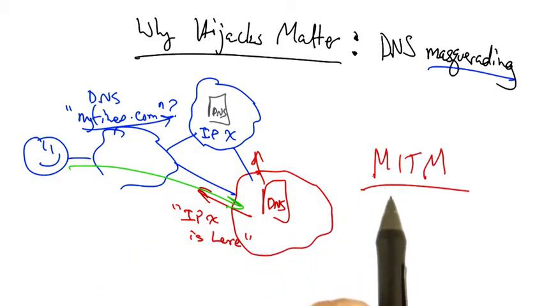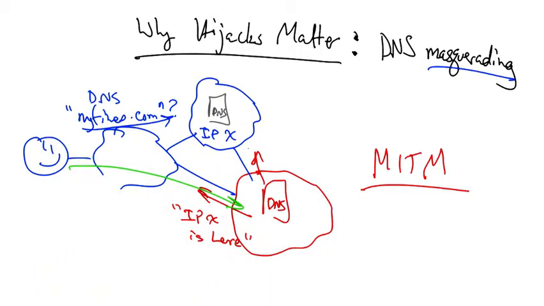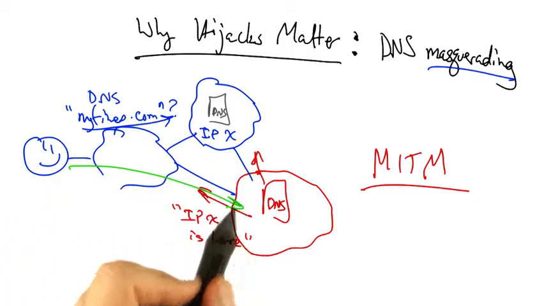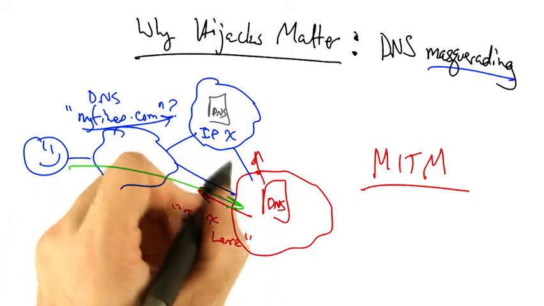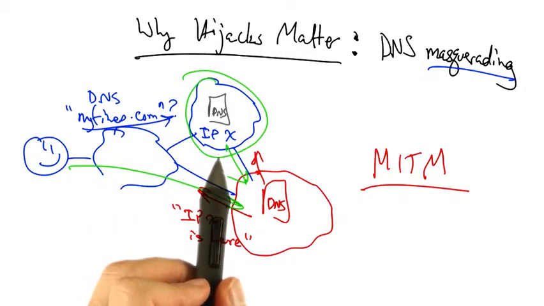Let's now look at how a BGP route hijack can result in a man-in-the-middle attack, whereby your traffic ultimately reaches the correct destination, but the attacker successfully inserts themselves on the path. The problem with this particular route hijack attack is that all traffic destined for IPX is going to head for the attacker, even the traffic from the legitimate network.